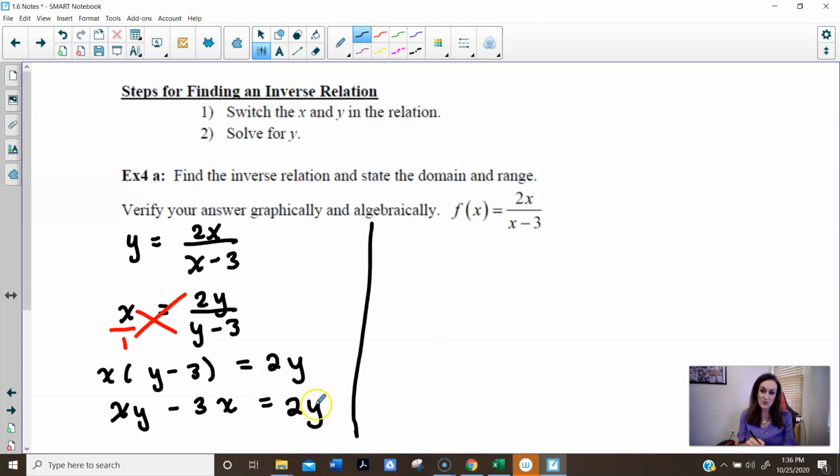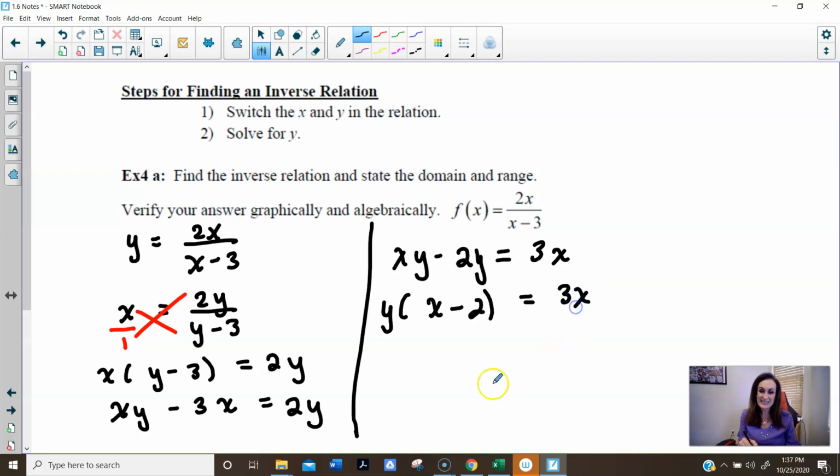So let's take the 2y and subtract it over to the left. So I have xy subtract 2y is equal to negative 3x. I'm going to add that to the right side, so it equals 3x. Now what we're going to do is factor out the y. So I factor out the y and I'm left with y times x subtract 2 is equal to 3x. Now I can divide both sides by x subtract 2, and I've just found the inverse.